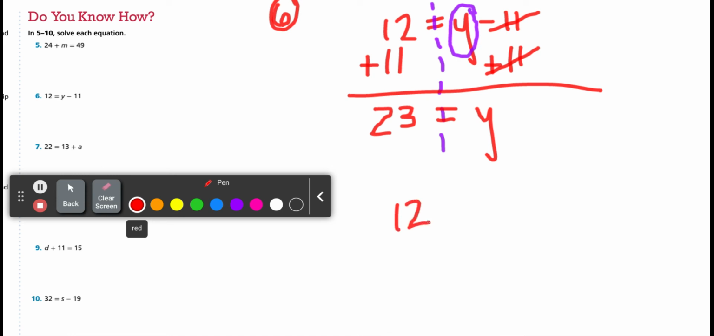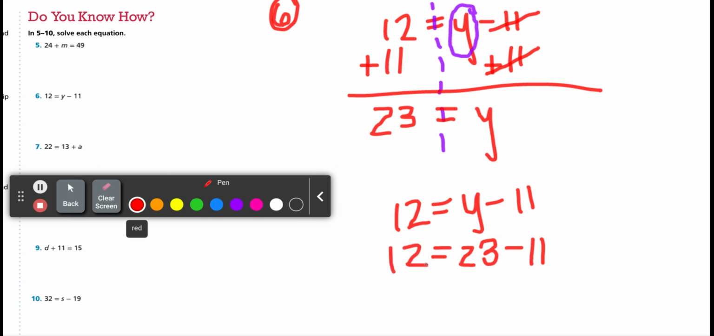So now if I want to check this, I can plug it in. So I would have 12 equals y minus 11. Wherever I see y, I'm going to plug in what y equals. So I have 23 minus 11, bring down the rest, equals 12. So let's see, what's 23 minus 11? 23 minus 11 is 12. Does 12 equal 12? Yes, it does. It checks.